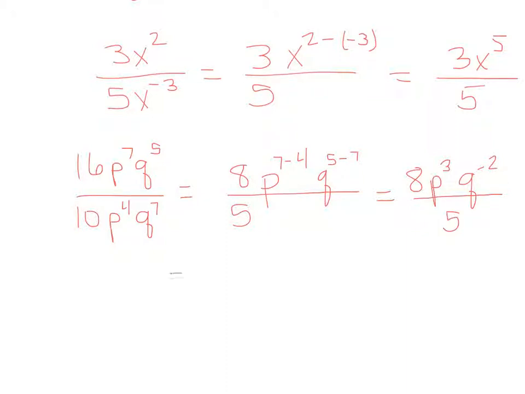Okay, we're not quite done because we want to write with only positive exponents. So we've got that q to the negative 2. To write that exponent as a positive, it needs to go in the denominator. So we get 8p cubed over 5q squared.